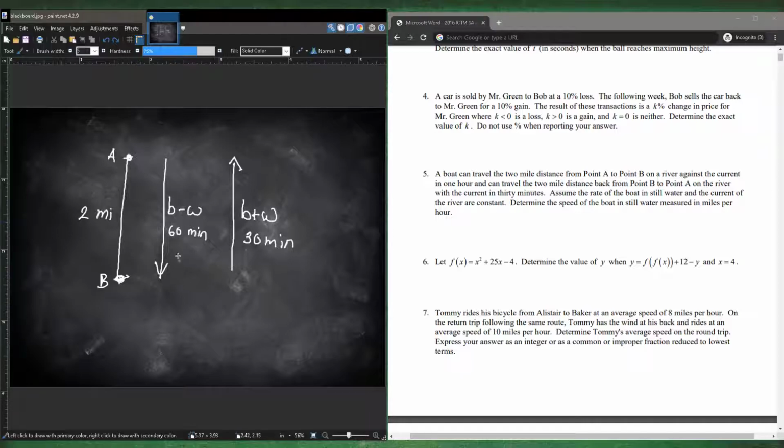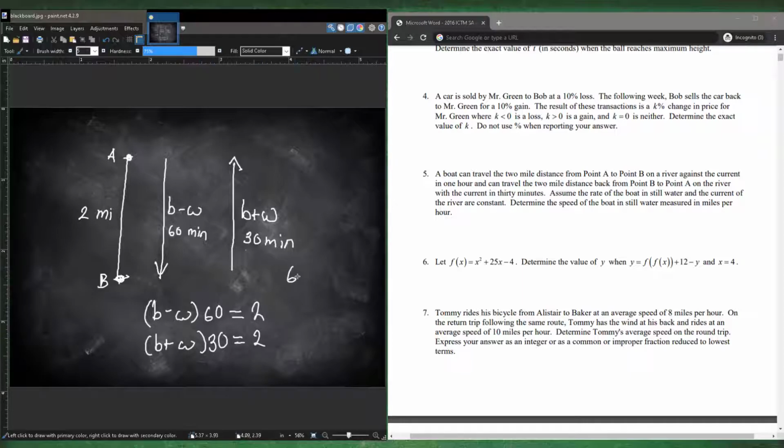So okay, now we have the boat speed minus the water speed times the time it takes, which is 60 minutes, is equal to 2 miles. Well, we just write 2. And then we have the boat speed plus the water speed times 30 minutes is equal to 2 also.